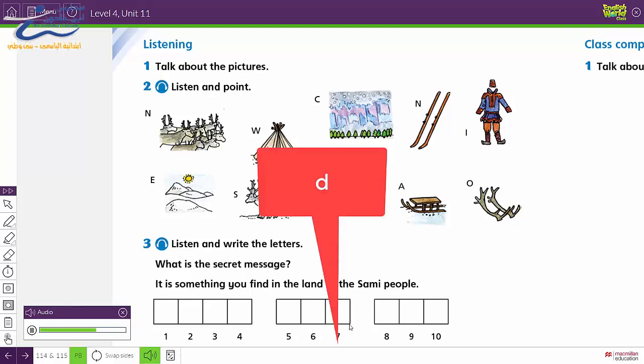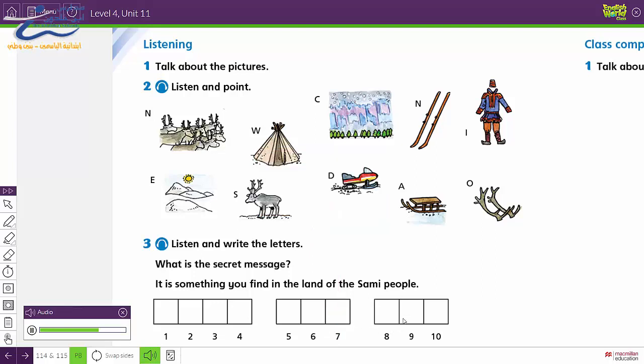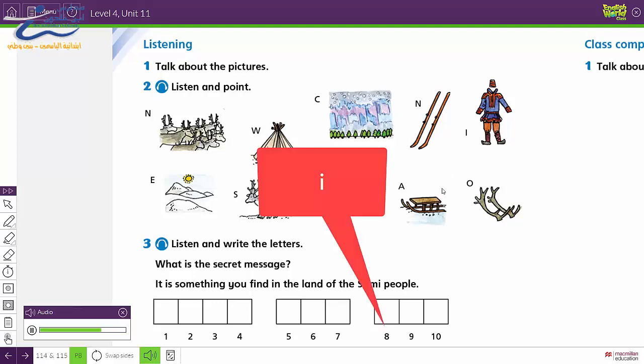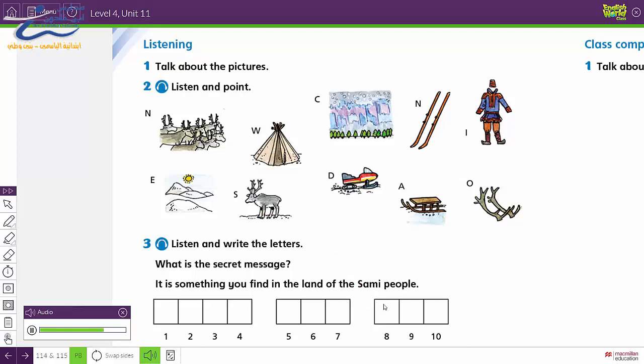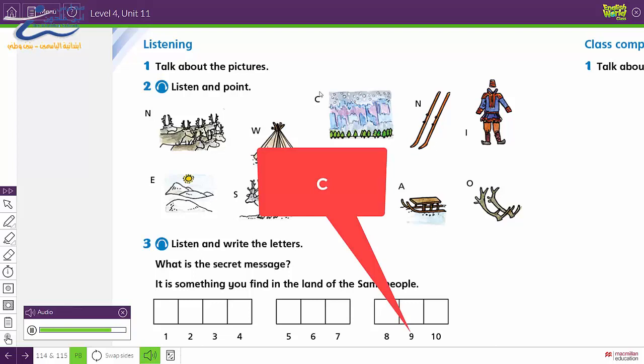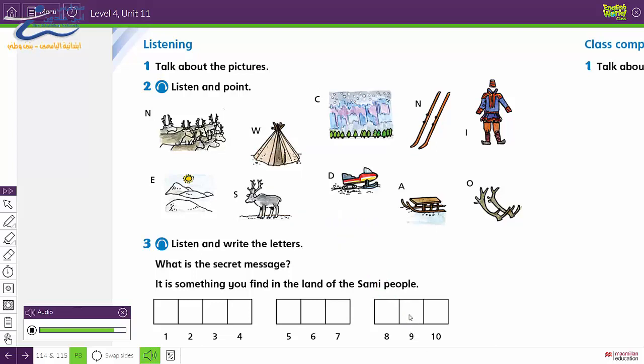Number 8. This is the national costume of the Sami people. It is very colorful. They wear these clothes on special days, and they are very proud of the costume. Number 9. The land of the Sami people is in the north of Europe. The winters are very long and dark. Sometimes you can see the northern lights in the sky.